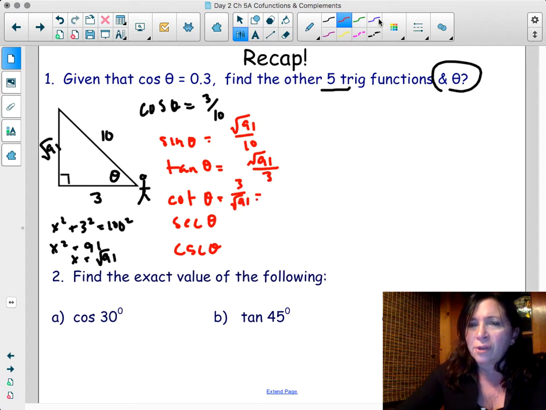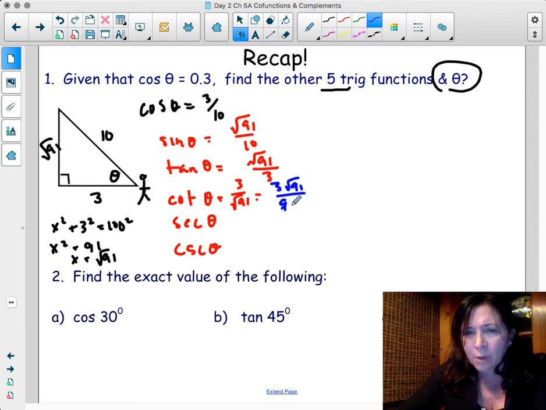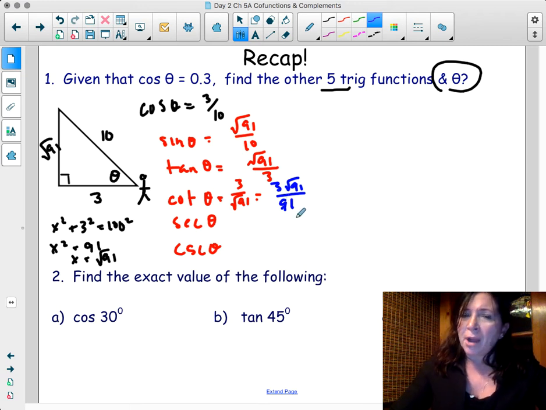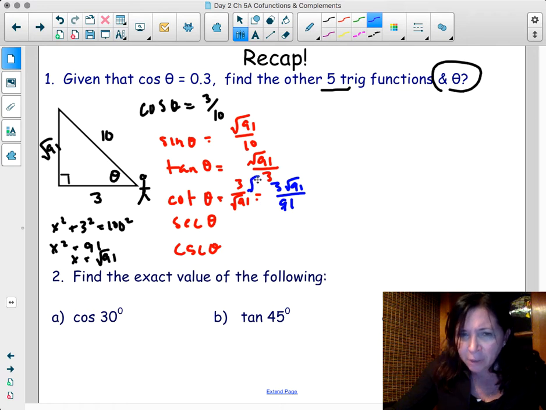Keep in mind, you're not going to leave a root in the denominator, so you're going to multiply by root 91 over root 91, which is 1, because you're allowed to multiply by 1 to simplify the problem. I multiplied by root 91 over root 91, and I got 3 root 91 over 91. So that's that value for this one.